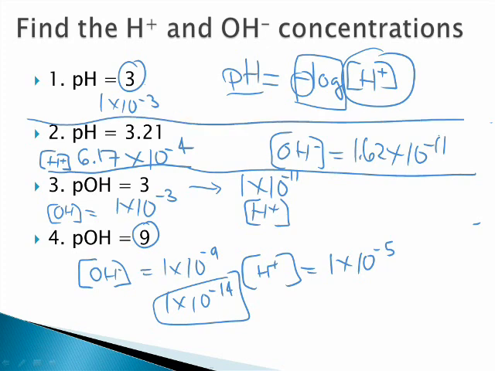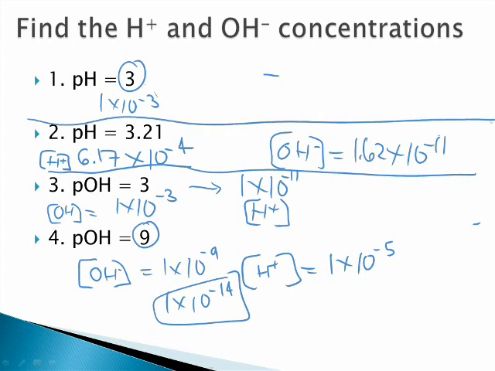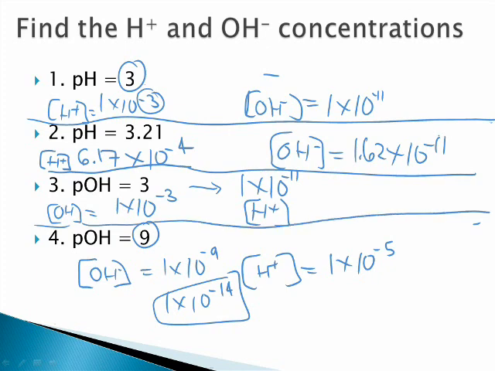And back up to 1. This is easy because negative 3, this is the hydrogen ion concentration. The hydroxide ion concentration will add up to negative 14. So that's 1 times 10 to the minus 11 as well. All of these, when we multiply them together, should add up to 10 to the minus 14.